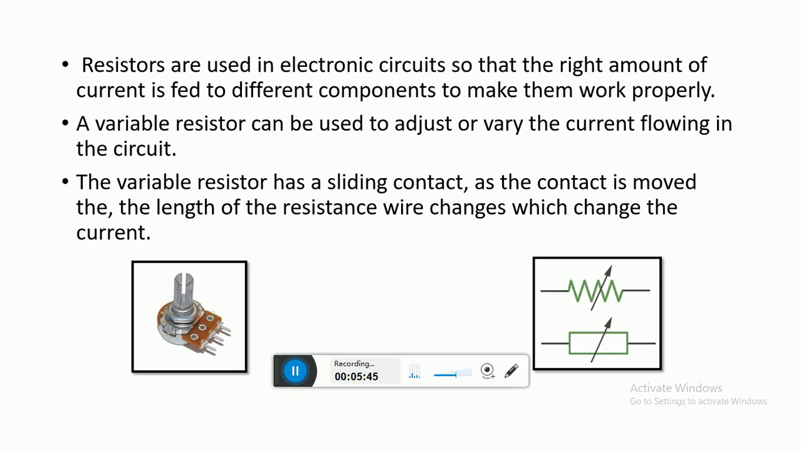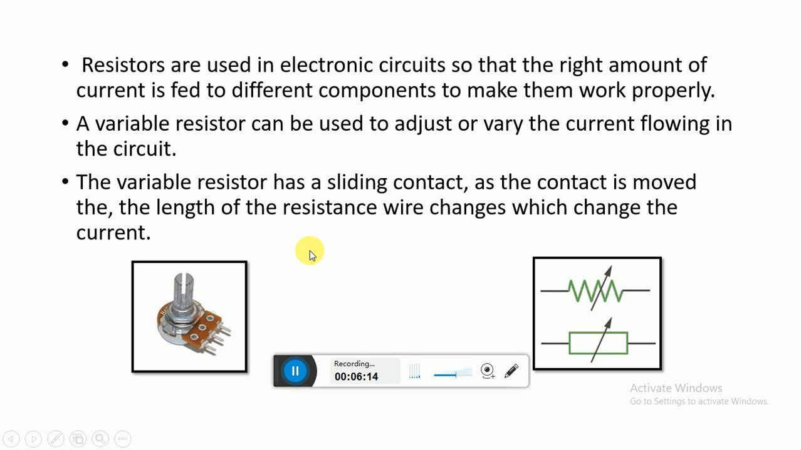In the case of a variable resistor, as I told you earlier, we can adjust or vary the flow of current. It's up to us. Either we can increase the flow of current or we can decrease it. On the right side of the figure, there is a symbolic representation of the variable resistor. Rheostat is another example of a variable resistor.